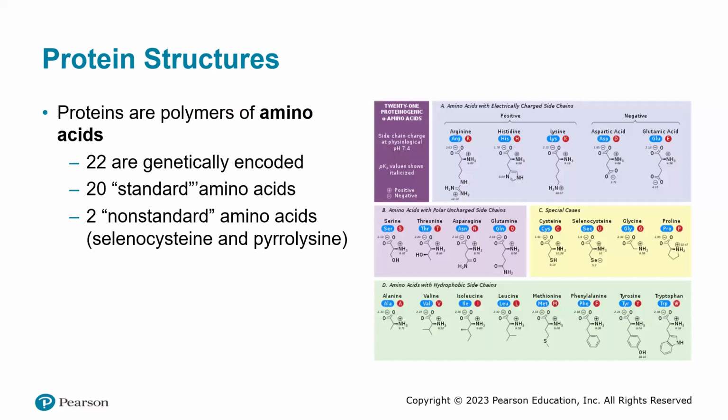Proteins are polymers, which are made up of individual amino acids. So the amino acids are your monomers. There are 22 of these that are genetically encoded. This image shows 20 of them. These are our standard amino acids. There are 2 non-standard amino acids, selenocysteine and pyrrolysine. It's a mouthful.